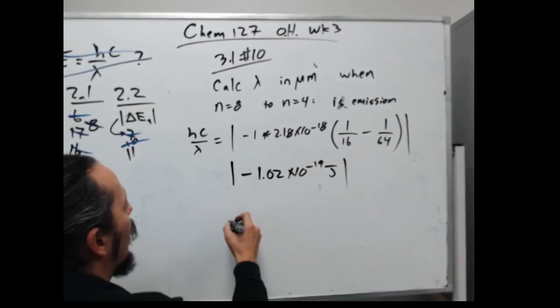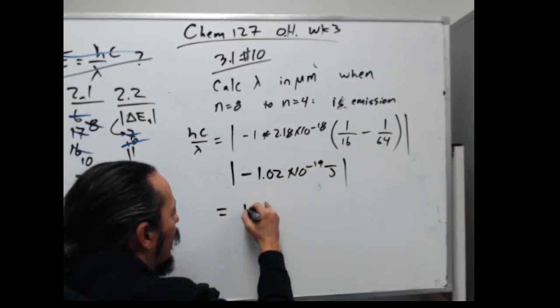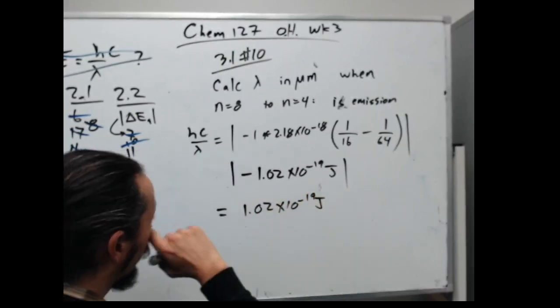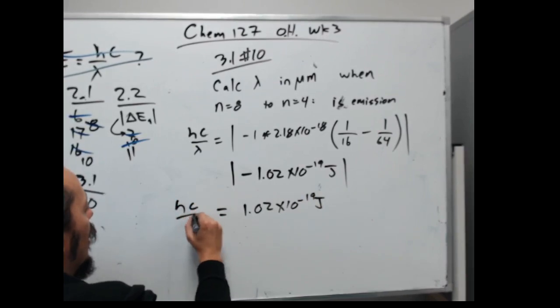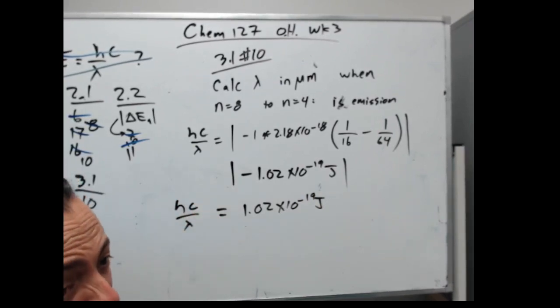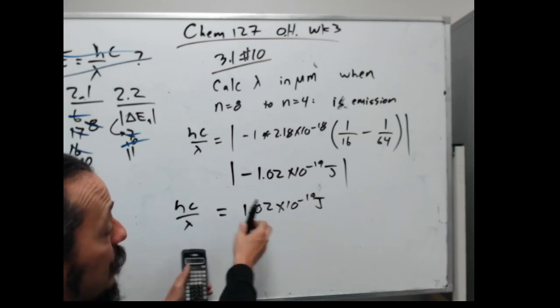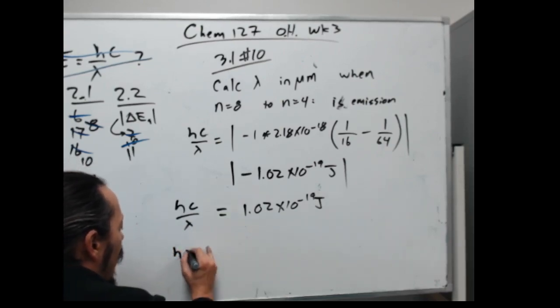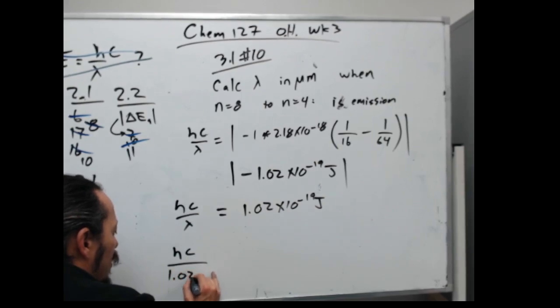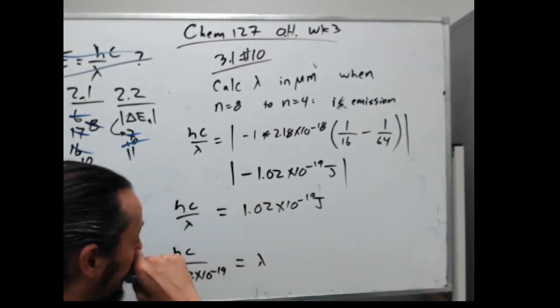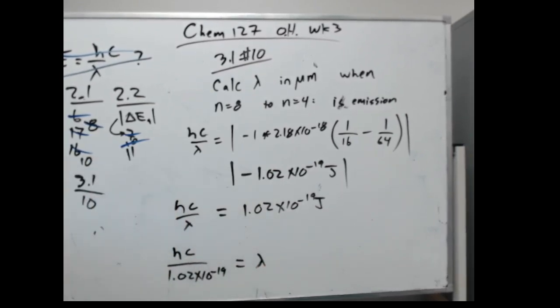Great. Get rid of the absolute value by just getting rid of the negative sign, 1.02 times 10 to the minus 19 joules. It's equal to HC over lambda. The other thing I don't like is 1 over lambda messes with people for some reason. So now I just do my cross multiply thing again, where I get HC over 1.02 times 10 to the minus 19 is equal to lambda. With that other version of the equation, people always forget to do the inverse at the end.